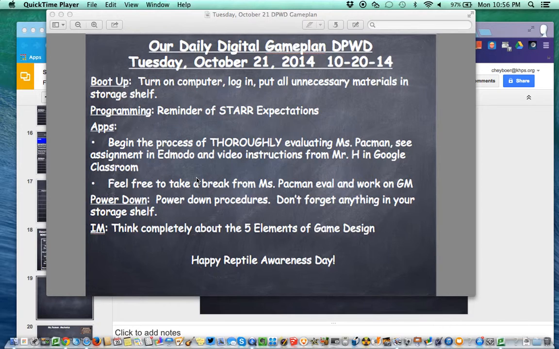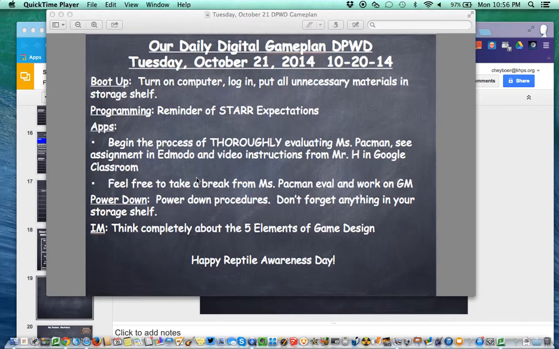And just a couple of thoughts now about today's game plan. We talked yesterday about beginning a thorough evaluation of Miss Pac-Man, digging a little bit deeper than we did with Tetris, and really looking for all those elements of game design within the game of Miss Pac-Man. So I believe I put a link to it in Edmodo. We'll check that here in just a second.